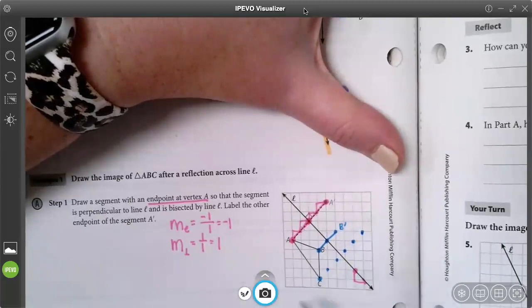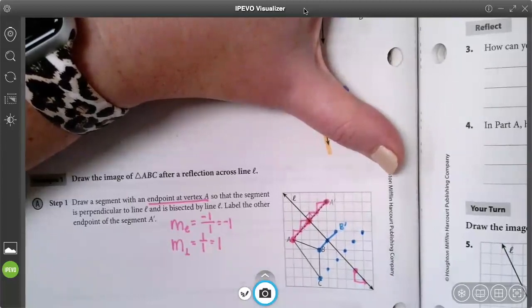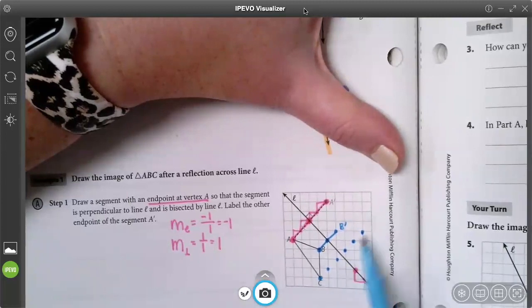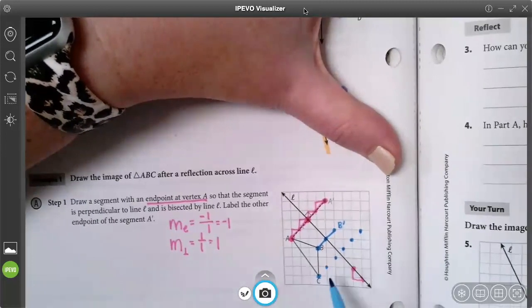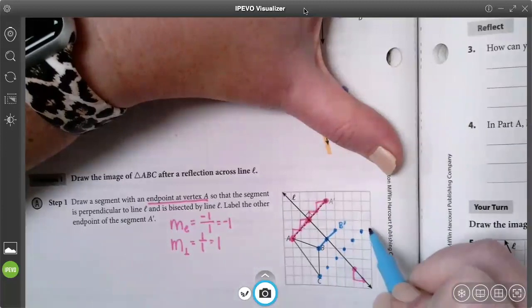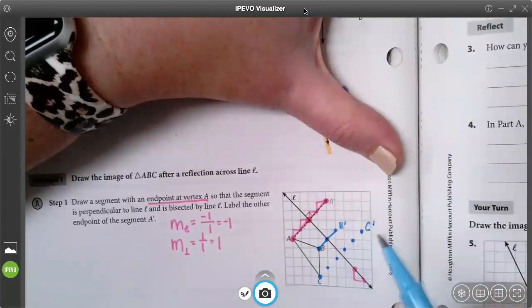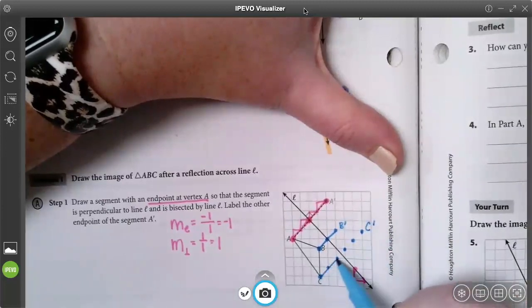If you prefer to put dots like I did, you can just count and make sure you have the same number of dots on either side. I have 1, 2, 3 dots, 1, 2, 3 dots. That should work as well. So this point is going to be C prime. And your line would look like this.